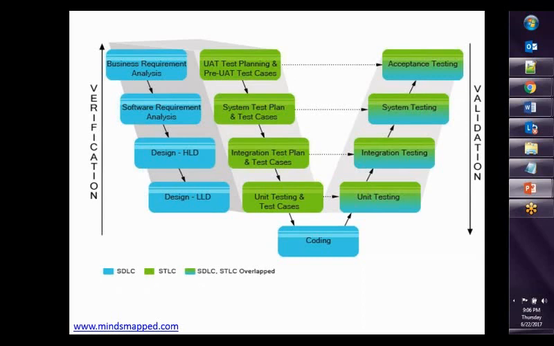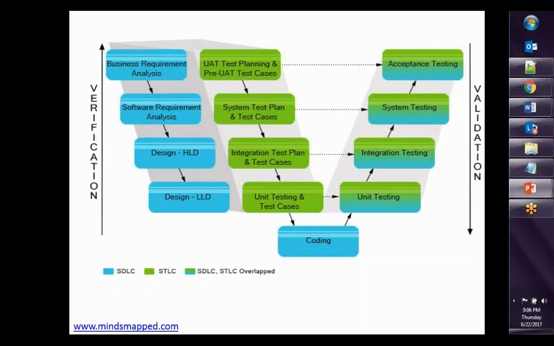Okay. So once everything is integrated, it becomes the entire software. System testing is nothing but checking the entire functionality of the software. It comes after integration testing, and once we make sure integration is done properly, then we come to system testing.